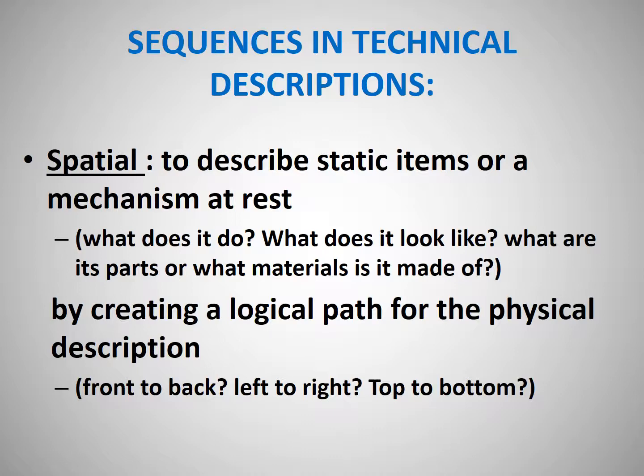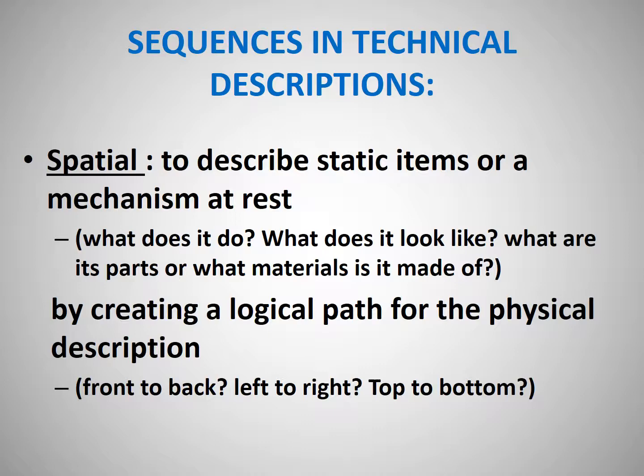First of all, there is spatial sequencing. This is for when you are describing something that is at rest, an object, a thing, a machine that is still. It's not doing anything at the moment. It's not moving. It's not going anywhere. It is standing still. If I'm doing that, what I'm answering are questions like, what does this thing do? What does it look like? What are its parts? What materials is it made of?